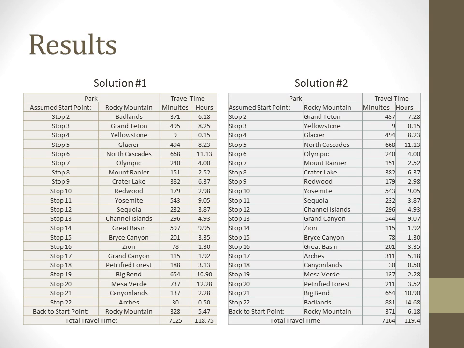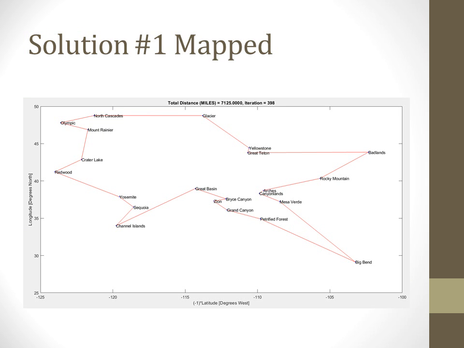And then so I have some maps that are also generated by the code. So here's the solution number 1 map. If you look around the Grand Canyon, you can see that there's just a loop where it goes from the Grand Canyon, Petrified Forest, back around Big Bend.